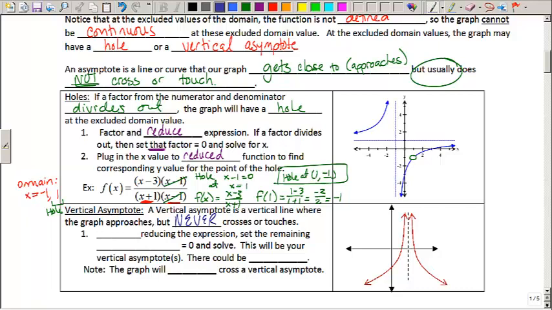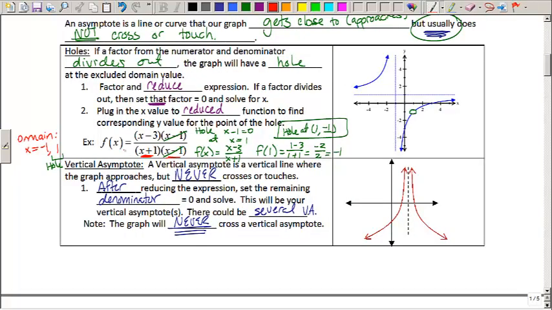In the definition of an asymptote, I said usually doesn't cross or touch. Well, vertical asymptotes will never, ever be crossed or touched. After you reduce the expression, I want you to set your remaining denominator equal to 0 and solve. This will be your vertical asymptote. Notice that there could be several vertical asymptotes, but the graph will never cross the vertical asymptote. I really want to make sure you understand that.